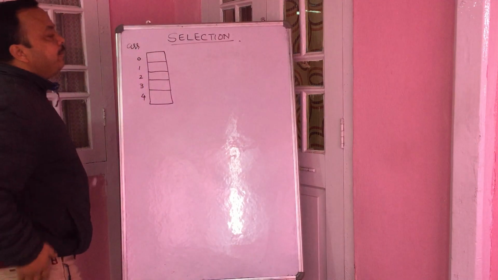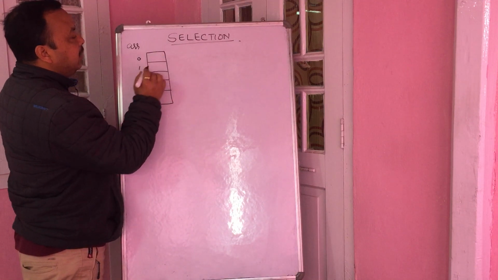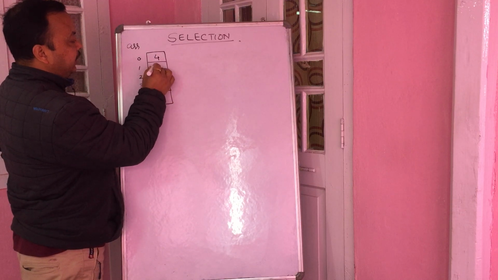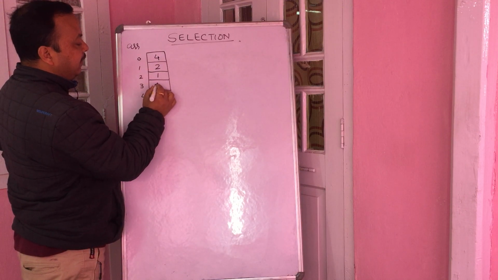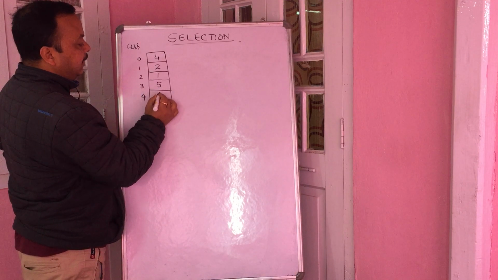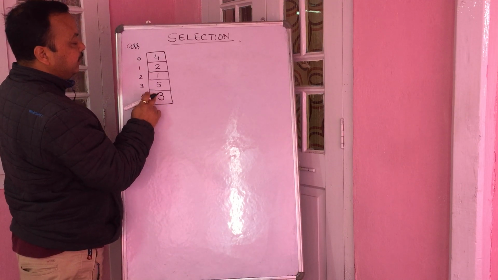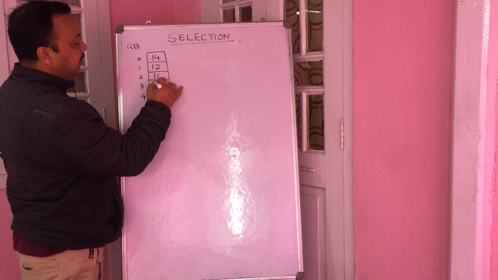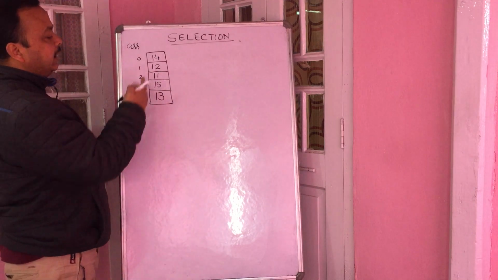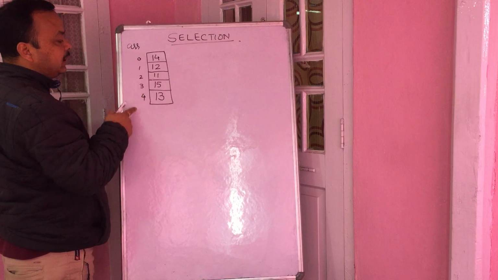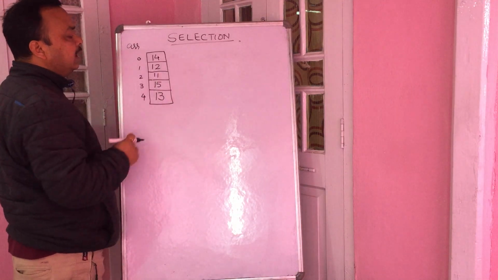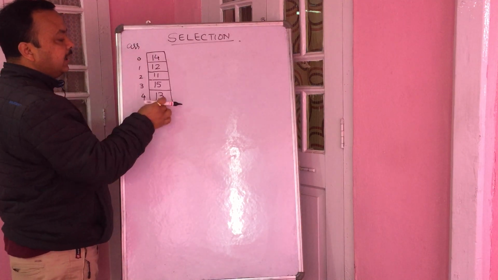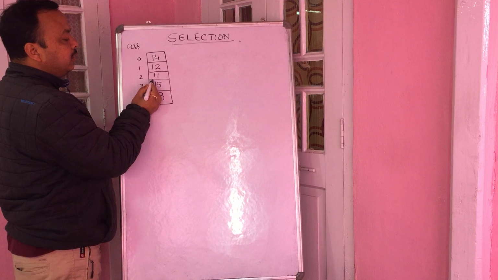So let us go slowly. Let's say we have the values 4, 2, 1, 5 and 3. Or let us make it 14, 12, 11, 15, 13. This is better, as they have no resemblance with the subscript values. Students can very easily confuse that there is 0 here also, or there is 1 here also. So we have taken a different set of values so that you are not confused.